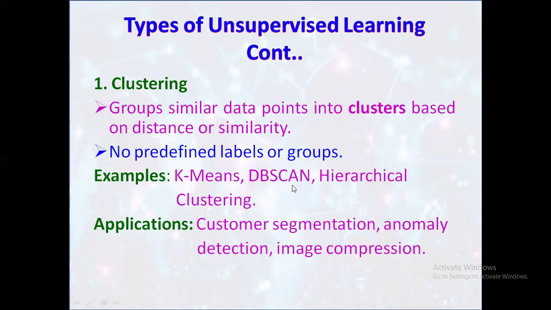And DBSCAN, density based spatial clustering of applications with noise, works by finding dense regions of data points and is good at identifying clusters of arbitrary shapes. The next type is hierarchical clustering, which builds a tree of clusters either by merging smaller clusters into larger ones or by splitting larger clusters into smaller ones, which is useful for analyzing data at multiple levels. Clustering is applied in areas like customer segmentation, where businesses can target different customer groups based on behavior, or in image compression, where similar pixels are grouped together to reduce the image size.